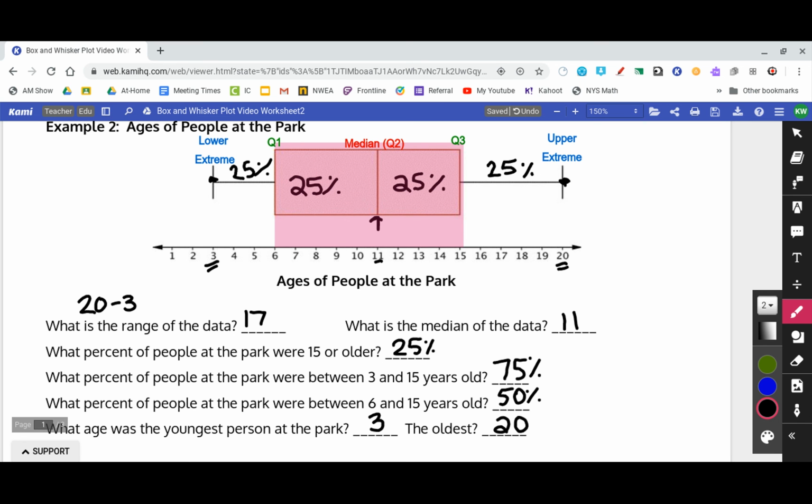And now we're experts. So go ahead to page 2, try some practice problems on your own, and then check over your answers on page 3.